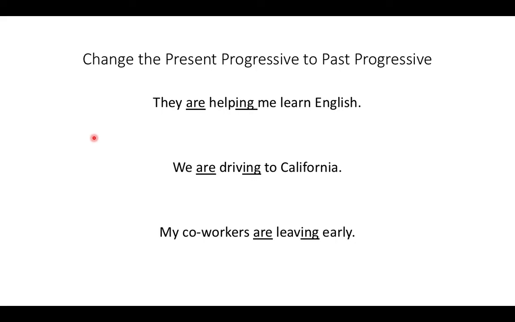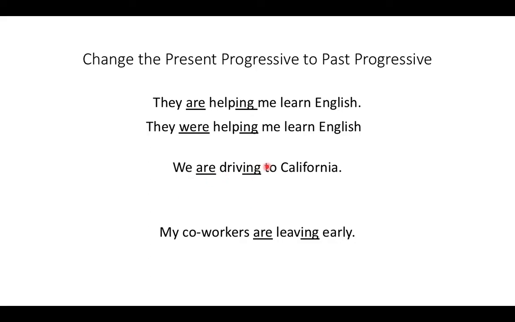So for this one, change the present progressive to past progressive. Again, we're going to focus on these right here. They are helping me learn English. So we know that they are turns into they were. They were helping me learn English.